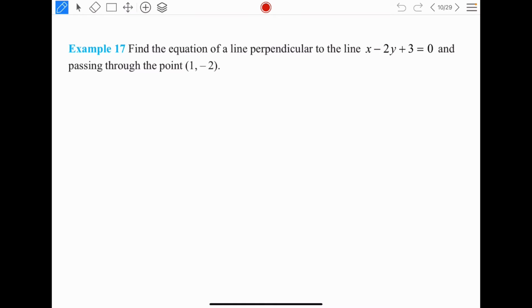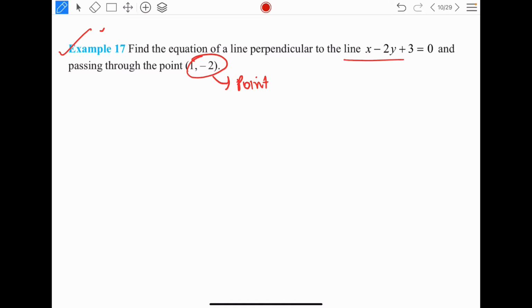Find the equation, this is again an example of the NCERT. Find the equation of the line perpendicular to the line x minus 2y plus 3 equals 0 and passing through the point 1, minus 2. A point is given, but the slope is not given. Since the line is perpendicular to this line, I know how to get a condition for slope.